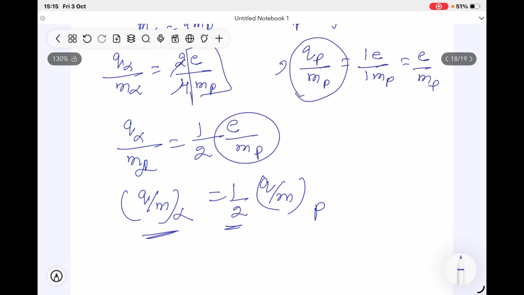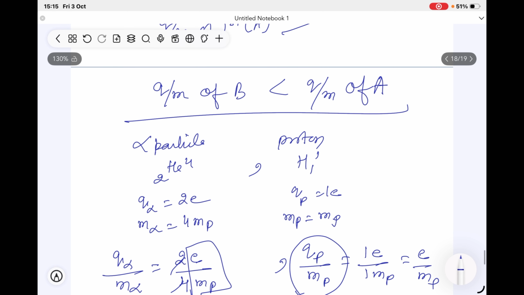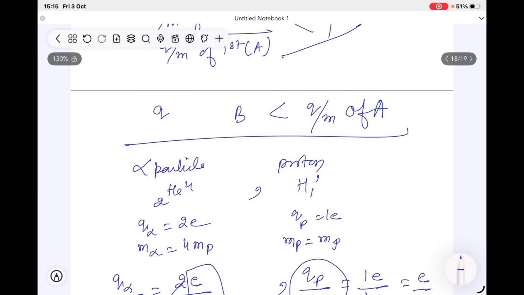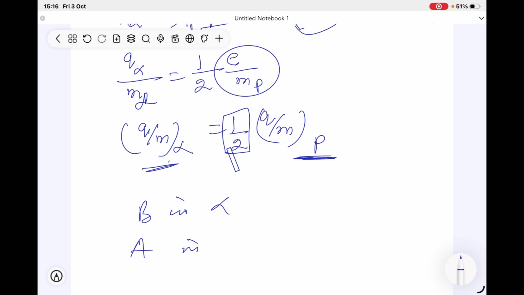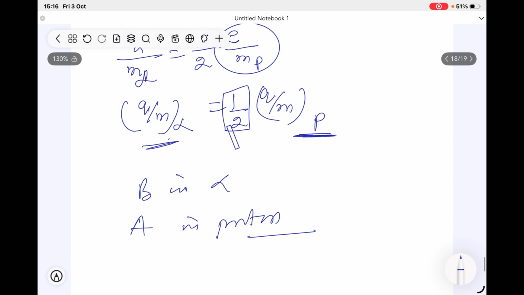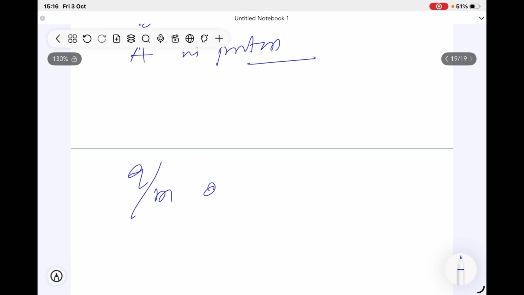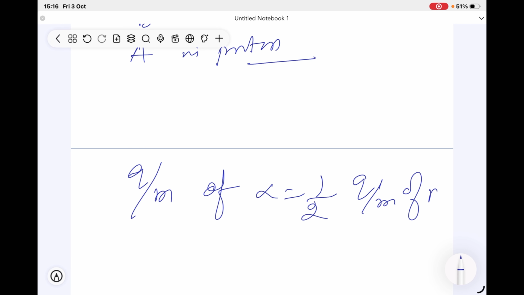तो अल्फा का आधा है. Q by M of अल्फा इज लेस. तो यहाँ पे किसका लेस आया है? Q by M of B इज लेस. Q by M of B लेस है. और यहाँ से भी आपको दिख रहा है Q by M किसका लेस है? अल्फा का, है ना. अल्फा का आधा है प्रोटोन से. प्रोटोन का यानी कि डबल है. तो इट मीन्स B इज अल्फा एंड A इज प्रोटोन. अगर ऐसे लिखा है Q by M of alpha is half of Q by M of proton, इसका मतलब अल्फा का आधा है. आधा यानी कि कम.